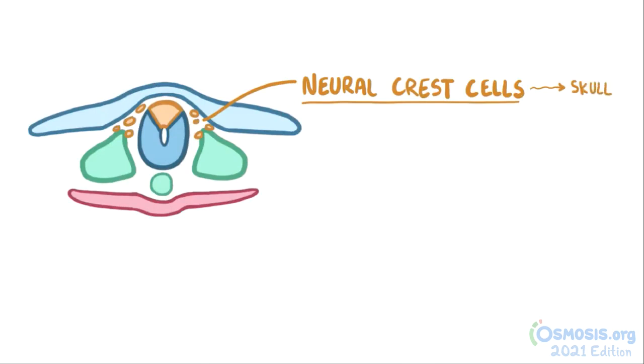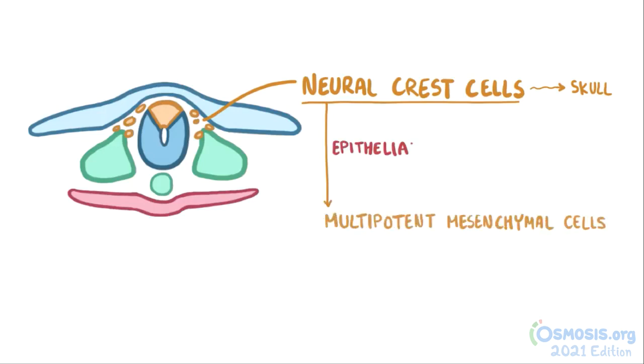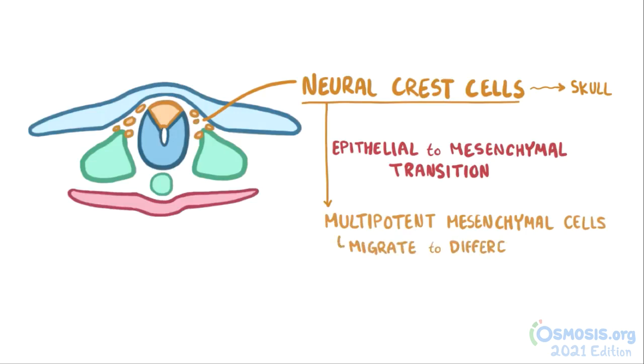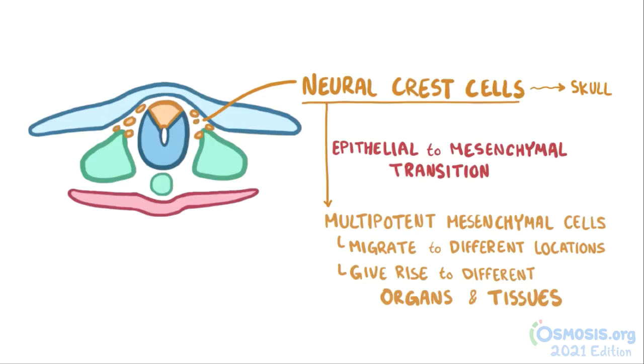Before they develop into bone, all these different kinds of cells first transform into multipotent mesenchymal cells through a process called epithelial to mesenchymal transition. The resulting mesenchymal cells have special properties, like the ability to migrate to different locations and give rise to different organs and tissues in our body, including bones. Now, from here, there are 2 ways that fetal bones can form.